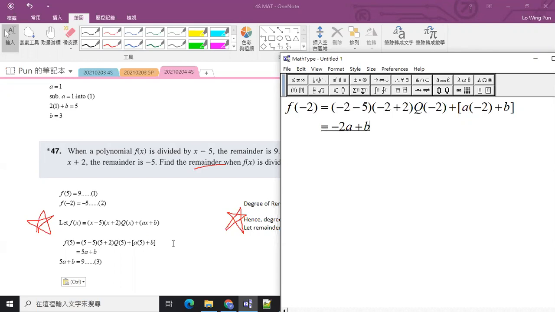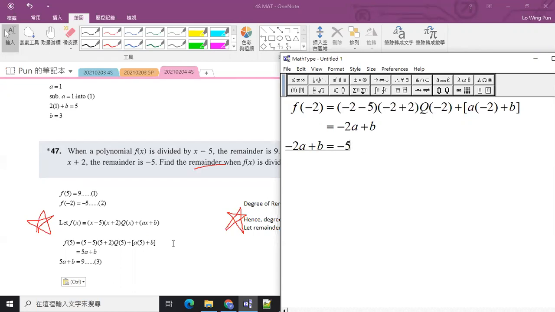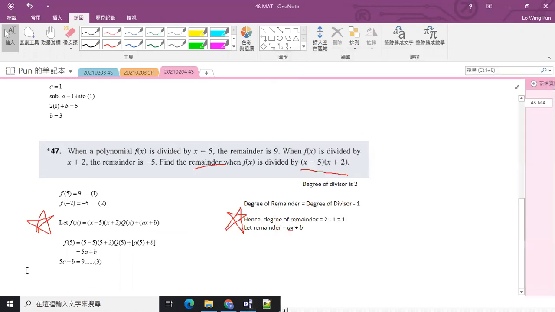But the question tells us, or we have already prepared, that f negative 2 should be equal to negative 5. So negative 2a plus b should be equal to negative 5. And I don't like the a term being negative. So I multiply a negative sign to every term in the equation. 2a minus b equals positive 5. And then I call this equation 4. Can you get this?